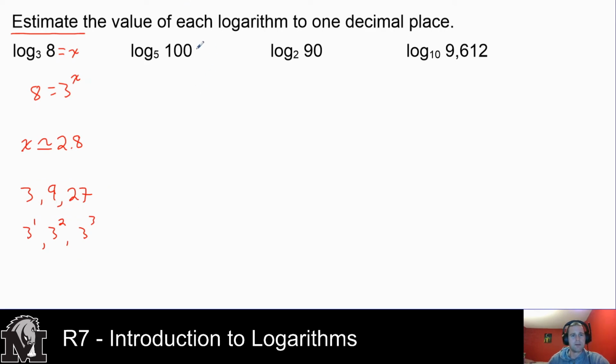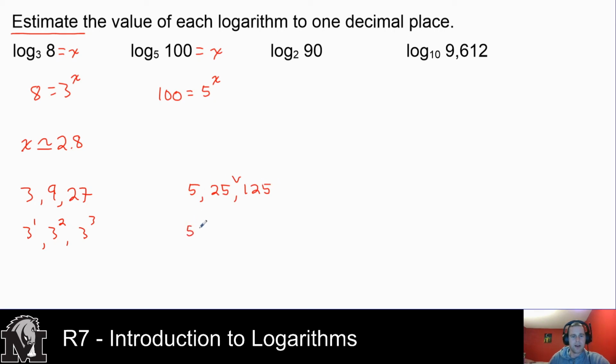Let's do the next one. Again, we want to put this in exponential form. 100 equals 5 to the power x. So let's look at our powers of 5. We have 5. 5 times 5 is 25. Times 5 again is 125. And now 100 fits right in here, right? It's between 25 and 125.